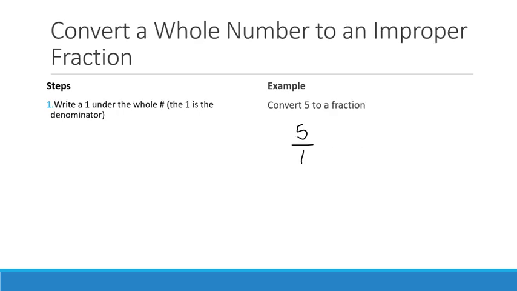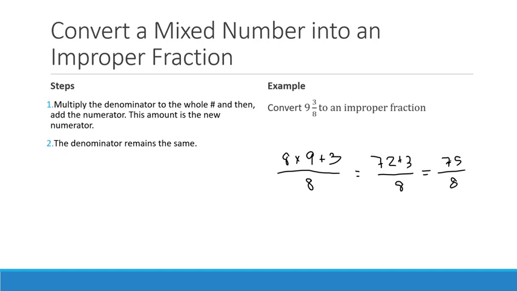In many instances, you'll want to convert a whole number to an improper fraction. To do this, take the whole number and write a 1 under it. Just like 5. 5 becomes a fraction when you write a 1 under it.